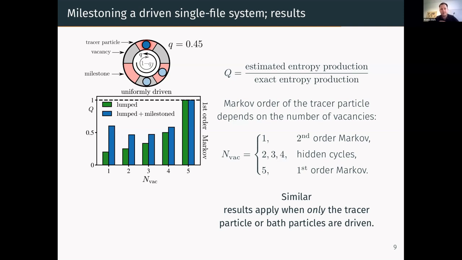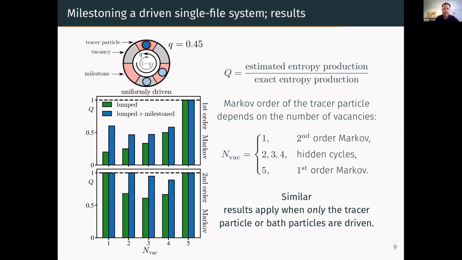You can also apply the second order Markov approximation. And also there you see that milestoning after lumping improves or is equal to the entropy production estimate upon lumping only. And note that if you have 5 vacancies, then the system is exactly a first order Markov process, and therefore you see that our quality factor is exactly 1 in both cases. Whereas if you have only 1 vacancy, the system is exactly a second order Markov process, and then our second order Markov estimate also hits 1 with the quality factor.